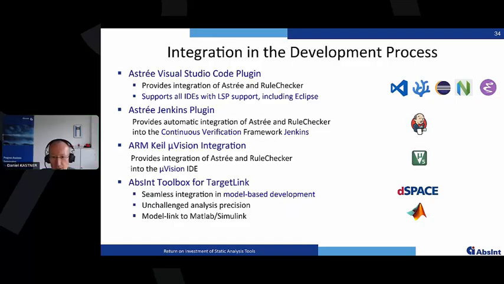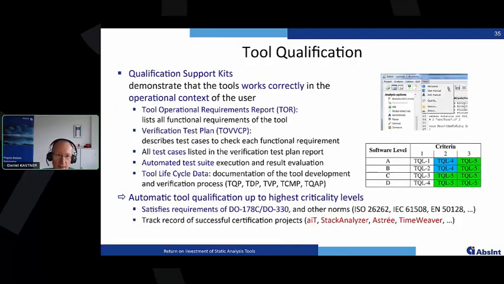Okay, so that's essentially the workflow. And now if we are looking back at regulated systems, then of course the question of tool qualification comes into play. And here what we can do is to offer qualification support kits, and that's basically elements which help you demonstrate that the tool works correctly in the operational context where the tool is applied.